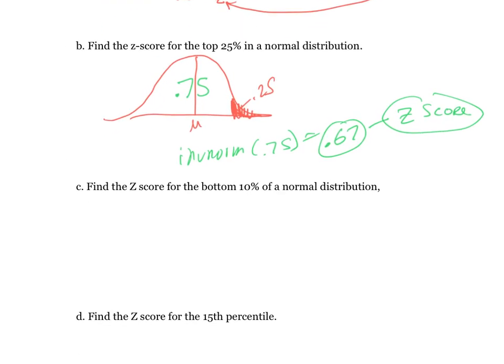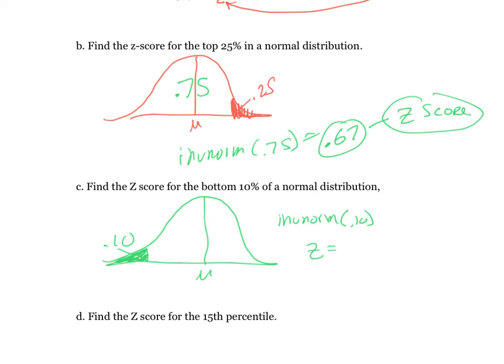For C, find the z-score for the bottom 10%. So the mean's in the middle. Bottom 10% means this side, right? And that's exactly what my calculator looks up when I use inverse normal. So at inverse norm 10%, and that's going to tell me that the z-score is negative 1.28. Remember, that's a z-score, okay? It's not a percentage.